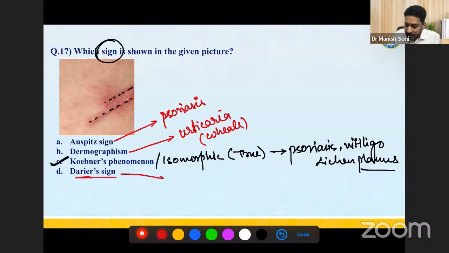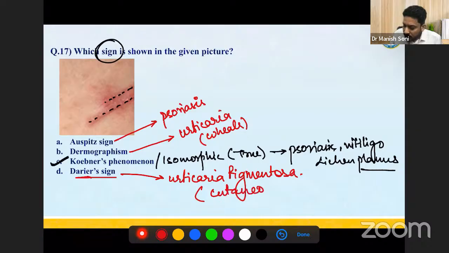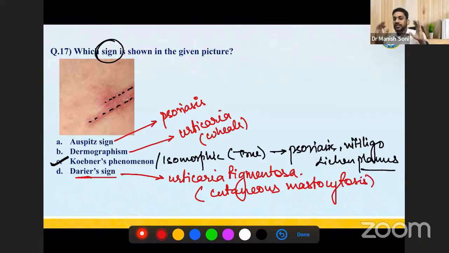And Darier sign is seen in urticaria pigmentosa, which is a type of cutaneous mastocytosis. So already these questions have been asked. So remember, Darier sign is also a very important question. So Darier sign is seen in urticaria pigmentosa, that is cutaneous mastocytosis.